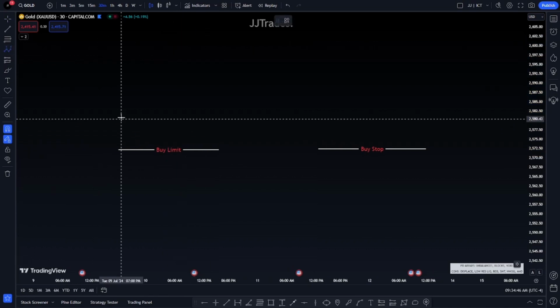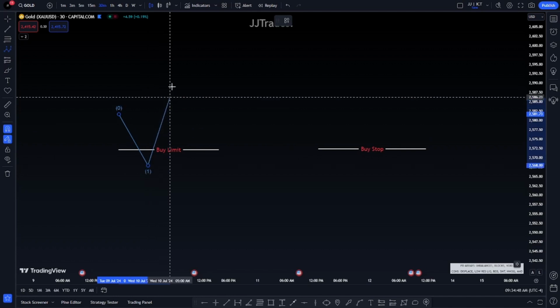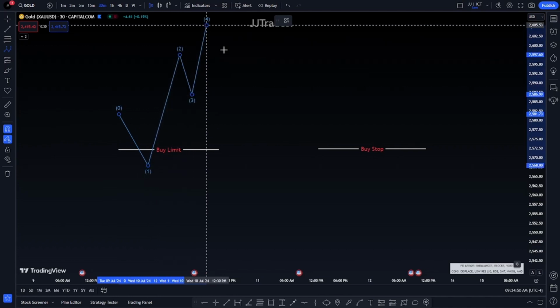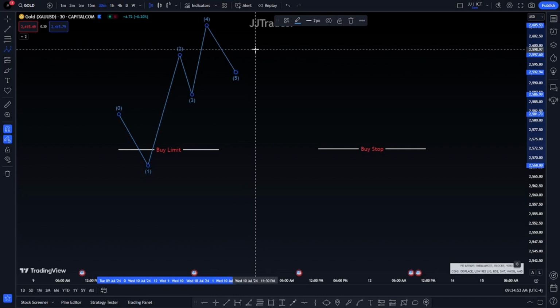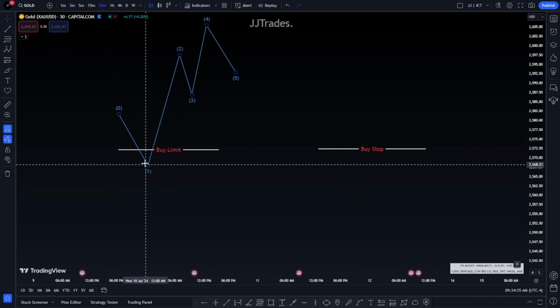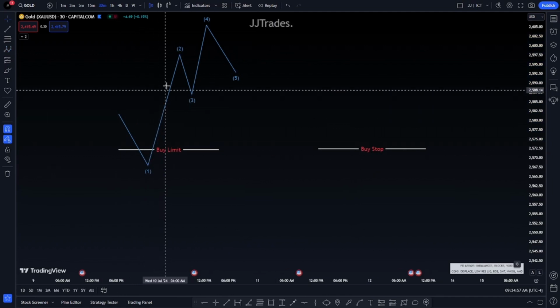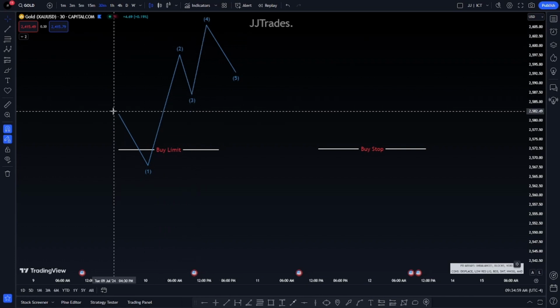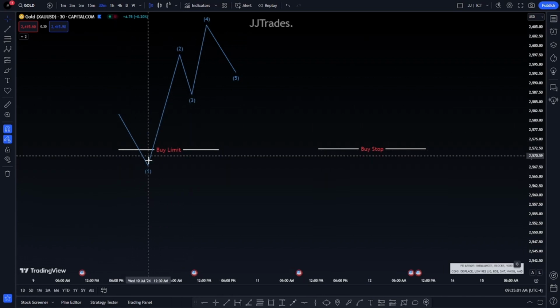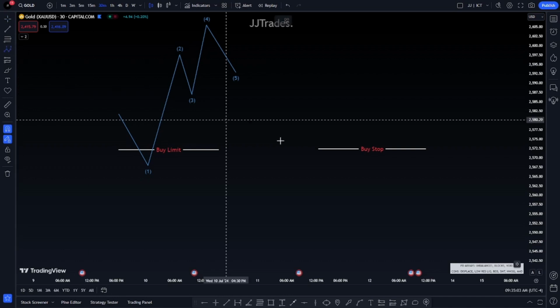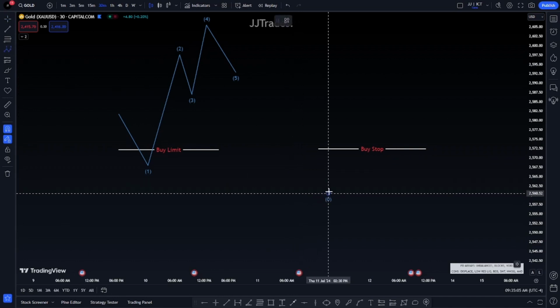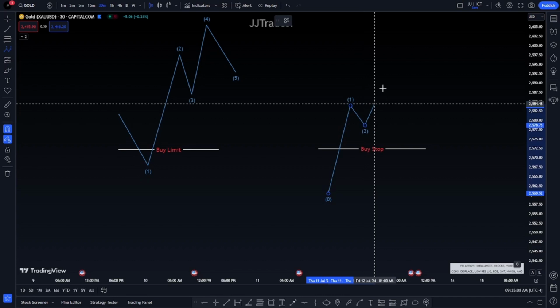Okay? So it's 1, 2, 3, 4, 5. See that? It comes down into your buy limit, goes up, and continues going up. So it has to go down into this price level, then go up. But with a buy stop, it can just simply go up into that level and just go up like so.